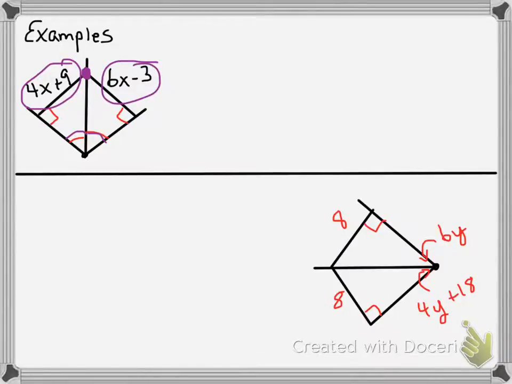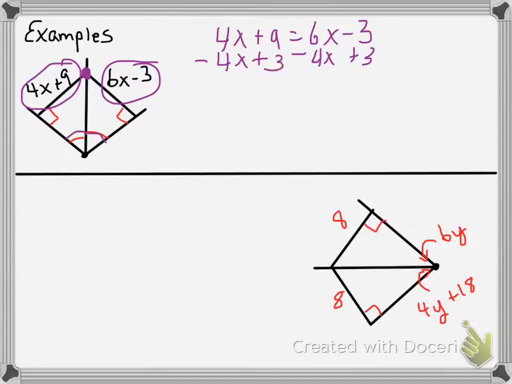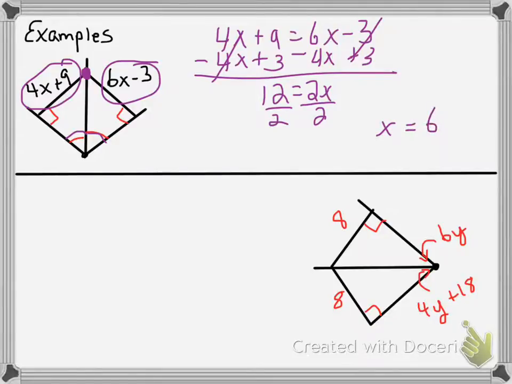So I solve them by setting them congruent to each other, or setting them equal to each other. 4x plus 9 equals 6x minus 3. Solve it like you would any other algebra problem. I'm going to subtract 4x from both sides, add 3 to both sides, cancel those out, leaves me with 12 equals 2x, divide by 2, x equals 6.